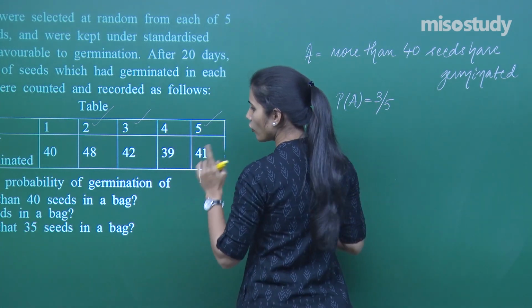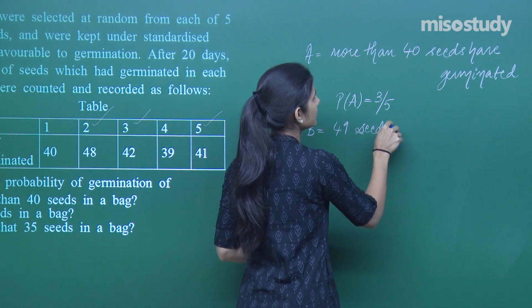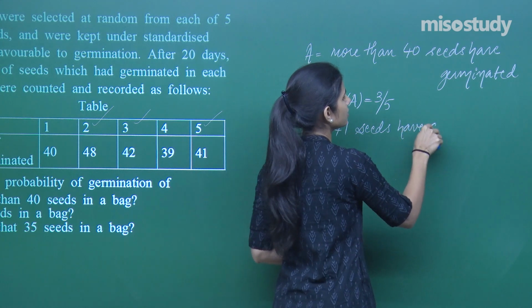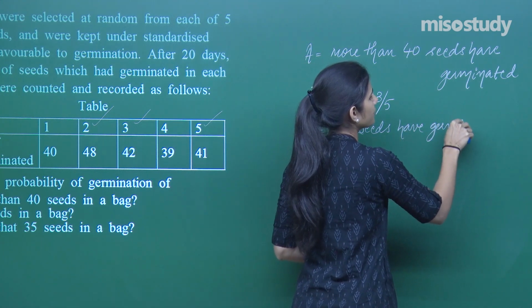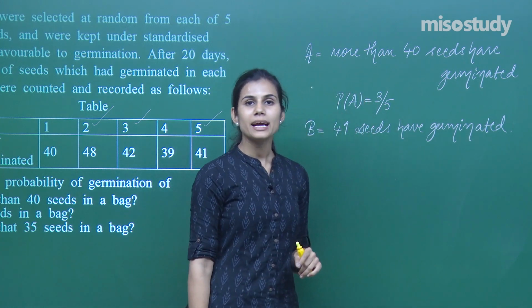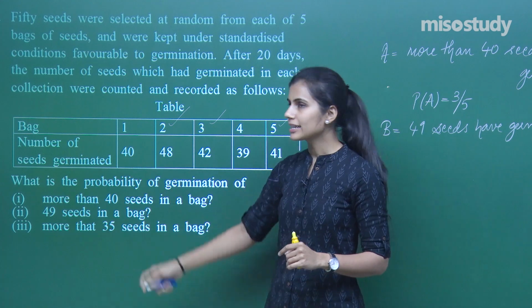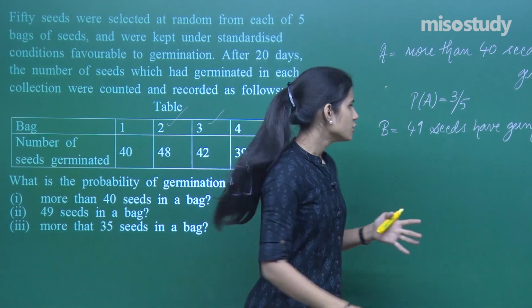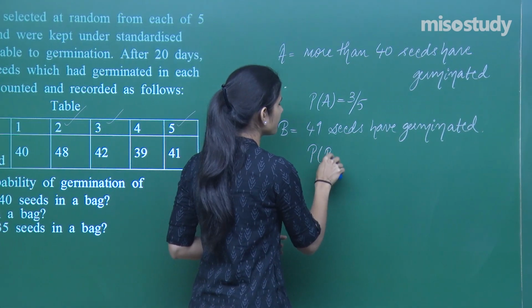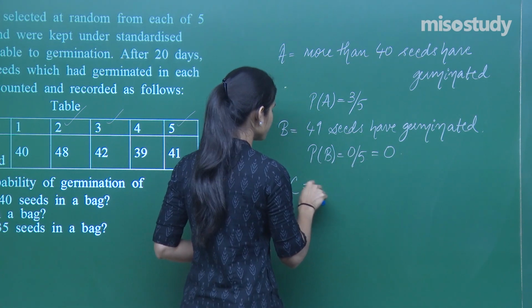Event B is 49 seeds in a bag. 49 seeds have germinated. So out of 5 bags, in how many bags have 49 seeds germinated? 49 seeds exactly have germinated in no bag. So 0 upon 5 is the probability of event B, that is nothing but 0.